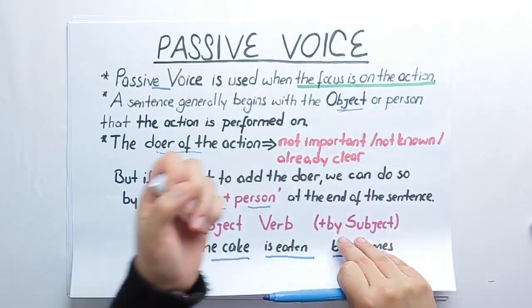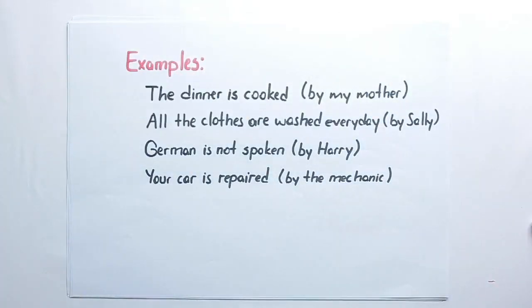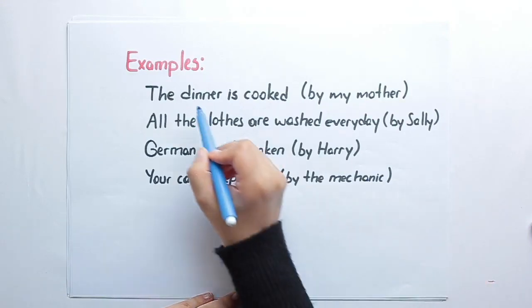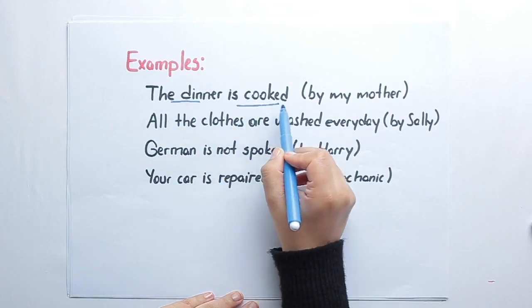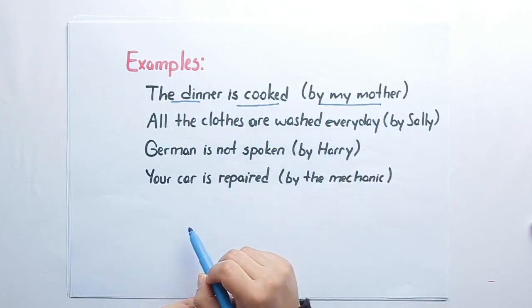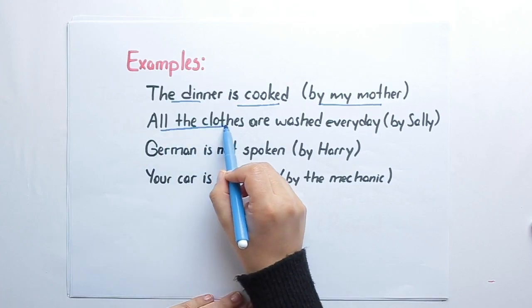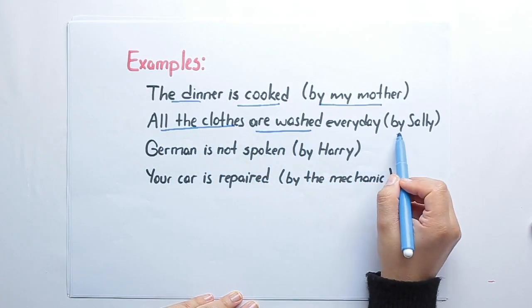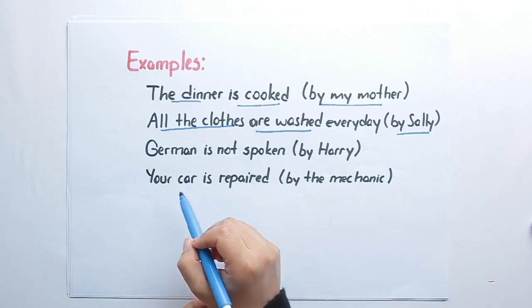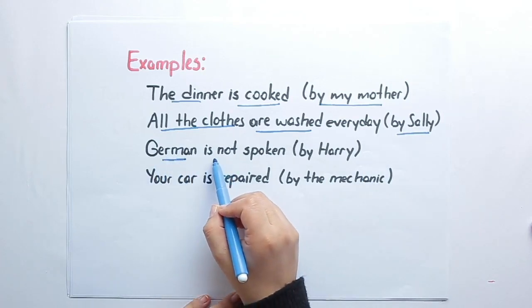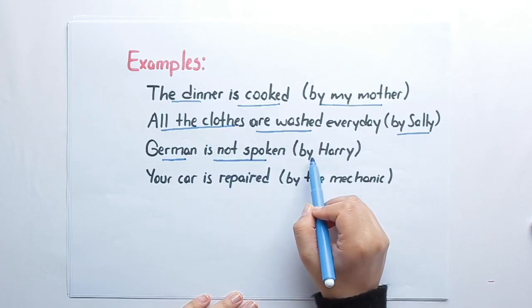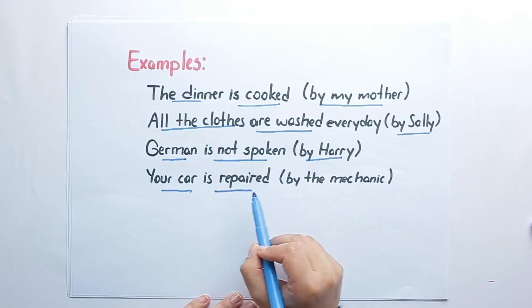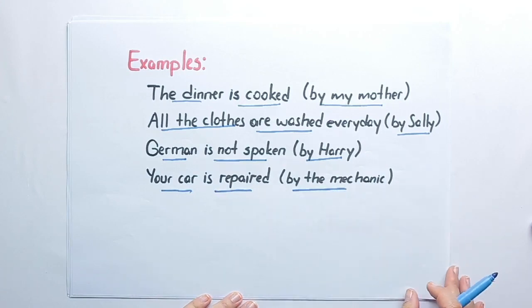Let's move to the other side of the page and see some more examples. The dinner is cooked by my mother. All the clothes are washed by Sally. German is not spoken by Harry. Your car is repaired by the mechanic.